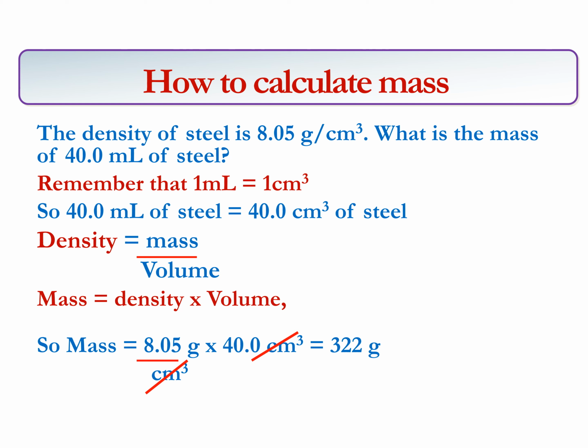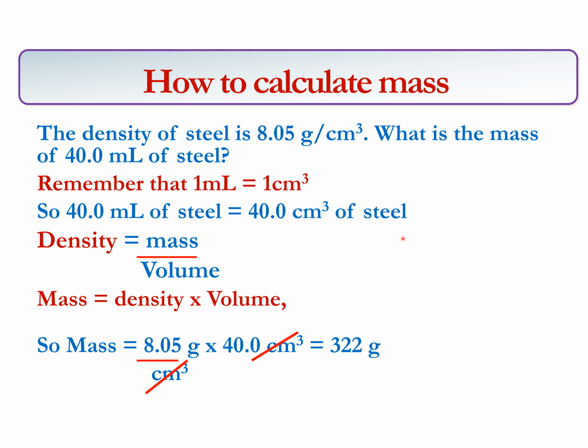How to calculate mass? The density of steel is 8.05 gram per cm cube. What is the mass of 40 milliliter of steel? To solve this problem, you can see that the unit of volume is in mL, while the density is in gram per cm cube. So the volume needs to be in cm cube. Remember that 1 milliliter is equal to 1 cm cube. So what it means then is that 40 milliliter of steel is equal to 40 cm cube of steel.